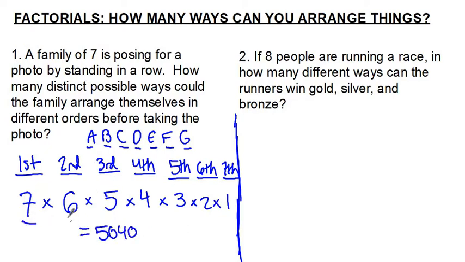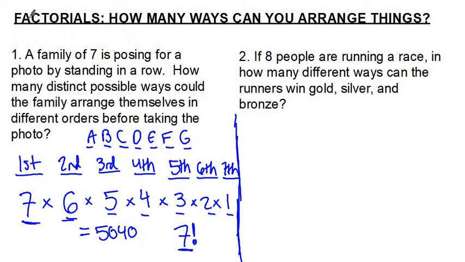And another way of saying 7 times 6 times 5 times 4 times 3 times 2 times 1 is 7 with a little exclamation. Okay, and what that means is take this number and multiply it by every number less than it. So 7 times 6 times 5 times 4 times 3 times 2 times 1.